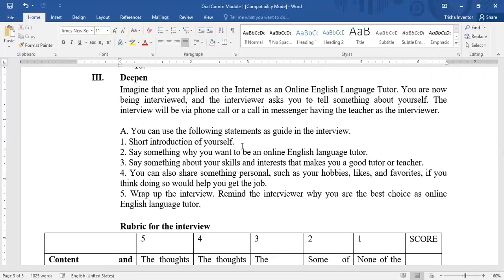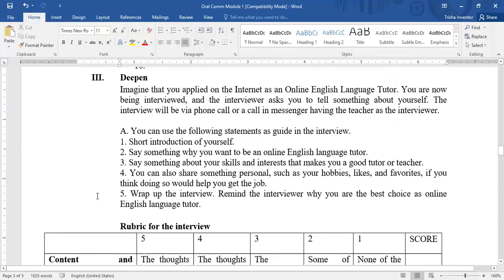Something like that. And then, number two, say something why you want to be an online English language tutor. I want to be an online English language tutor because I love to teach English. But right now, since it's the new normal, I don't have any choice but to teach online because I cannot stop my passion in teaching English. Mga ingana, good. Char-char lang na siya.